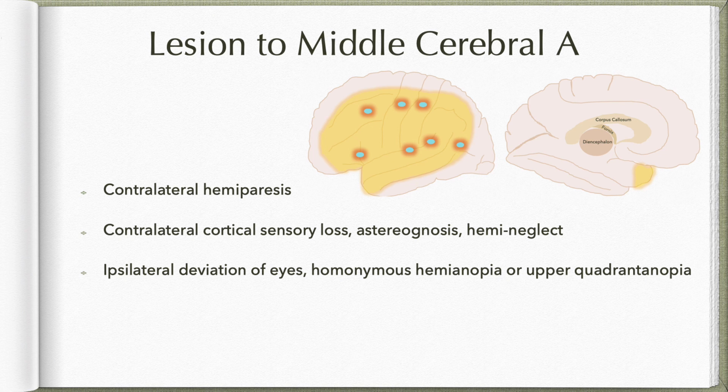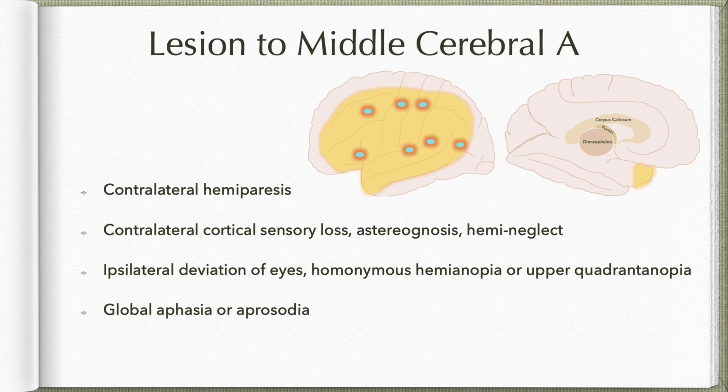That will result in deviation of the eye to the side of the lesion. There are going to be other eye defects: homonymous hemianopia because of the involvement of visual areas, or just upper quadrant anopia because of the involvement of only Meyer's loop of fibers. Then, because of the involvement of speech areas, Broca's area, Wernicke's area, as well as the arcuate fasciculus are involved.